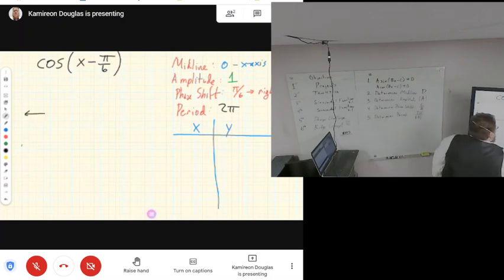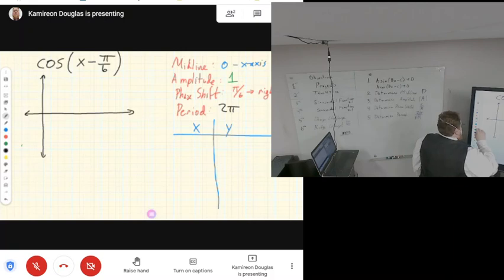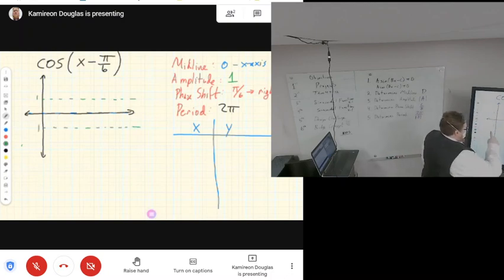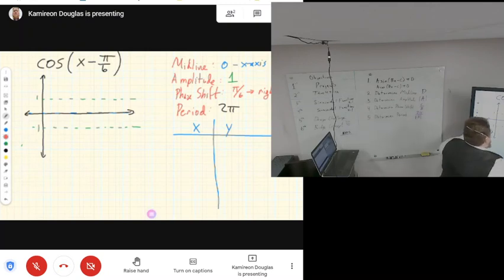The first couple pieces are the same as last time. Okay, so midline. It's right there. Beautiful. Amplitude. Here at positive 1. Beautiful. There at negative 1. Okay, phase shift. As Levi correctly pointed out, it is pi over 6, which means it is right pi over 6. So we're going to go to the right a little bit for my pi over 6.